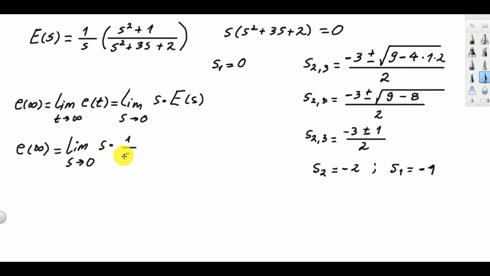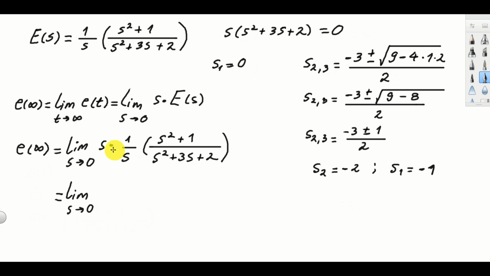that is s multiplying 1 over s multiplying (s squared plus 1) over (s squared plus 3s plus 2). And furthermore, we will have the limit value when s goes to 0. Let me nicely write this. s goes to 0. s and s can be cancelled here, so we simply have (s squared plus 1) over (s squared plus 3s plus 2), and this becomes 1 over 2. That is, this becomes 0.5. And that's it. This is the solution of our problem.